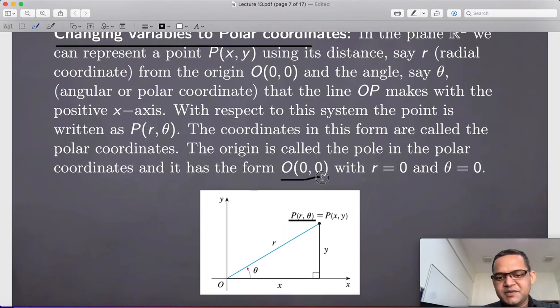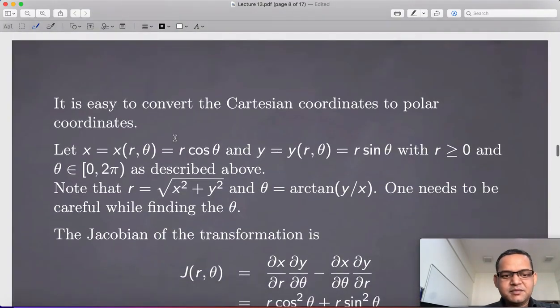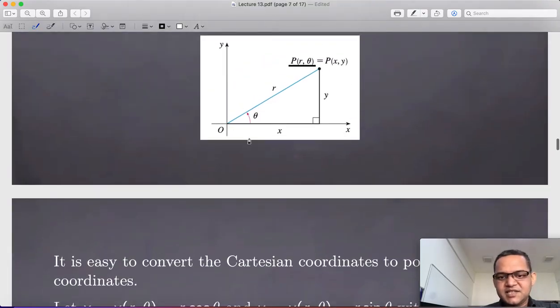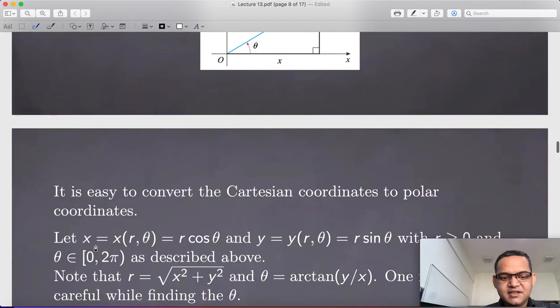Origin is always written as 0, 0, so the distance is 0. This is a notation which you should always follow. Often you will see that this is also called a pole. This is called the polar coordinates: the radius and the angle. You can easily figure out, because just looking at this, this is r, this is theta, this is a right angle, so x and y can be written as functions of r and theta. Precisely, x is r cos theta and y is r sin theta.